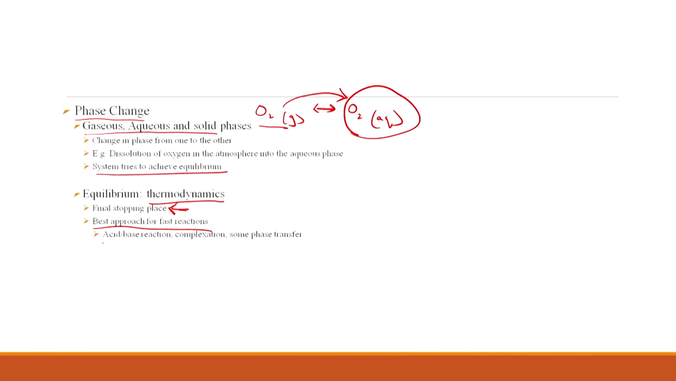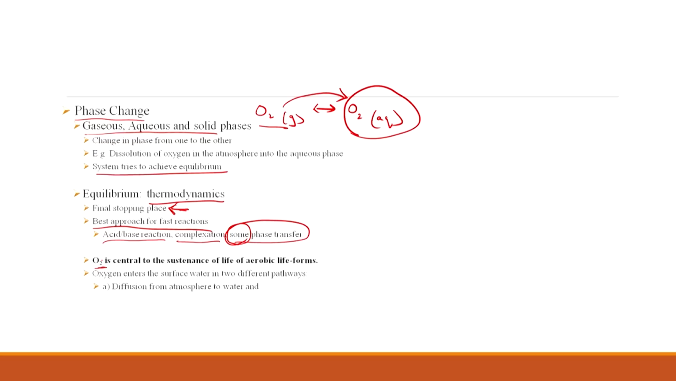As I mentioned, typical cases of fast reactions are acid base reactions, most complexation and some phase transfers. The emphasis is on some phase transfers. Typically we are going to deal with O2, oxygen phase change. One way is diffusion from the atmosphere into the water, which is typically pretty slow. The other one, which is neglected but is remarkably important, is photosynthesis by algae in the presence of sunlight. That is something to keep in mind.